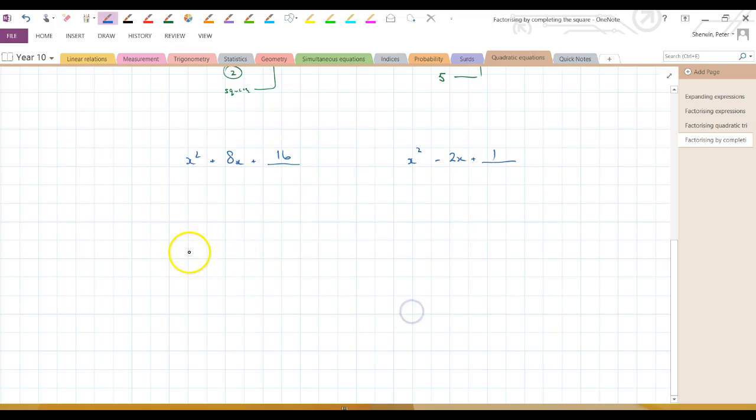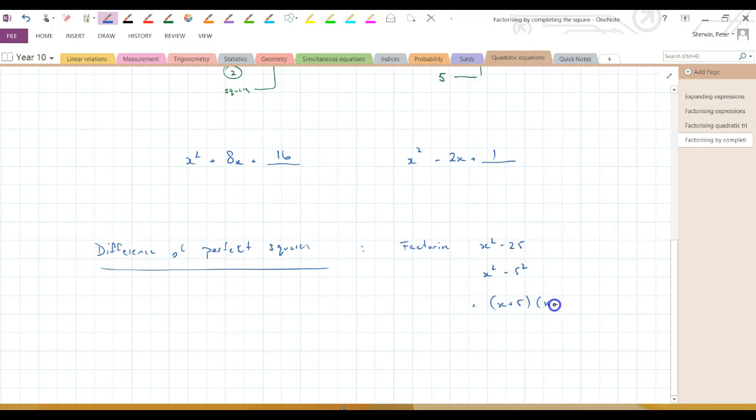The second thing is I wanted to go through with you just to recap what I think we call the difference of perfect squares. Difference of perfect squares. So the difference of perfect squares was, right, factorize x squared minus 25. They're both squared terms, x squared minus 5 squared, and it factorized to, remember, x plus 5, x minus 5.